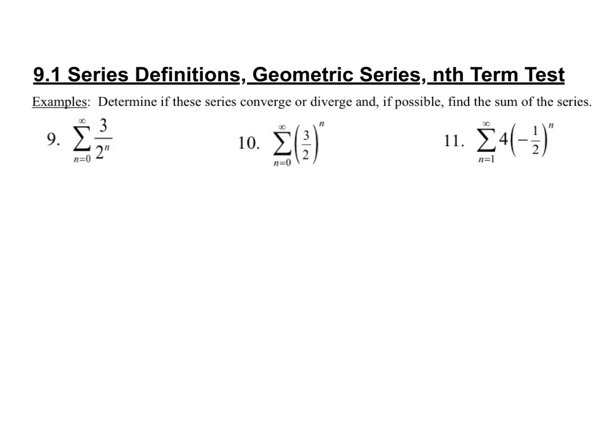All right? So in this case, the first term, n starts with 0. So this is 3. 2 to the 0 is 1, so this is 3. Then I plug 1 in, I get 3/2. Then I plug 2 in, I get 3/4. Usually that's enough.